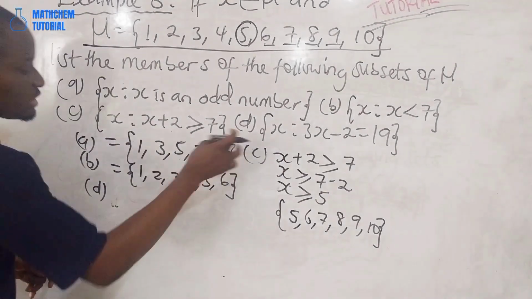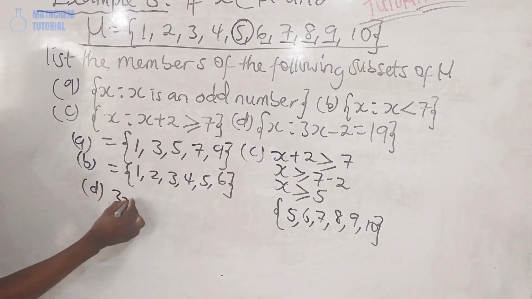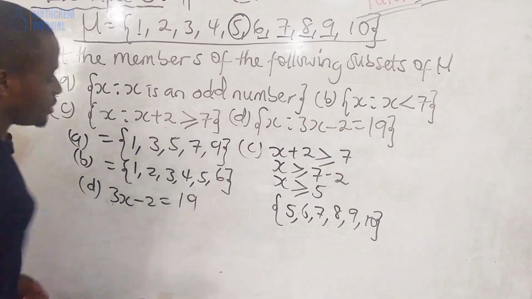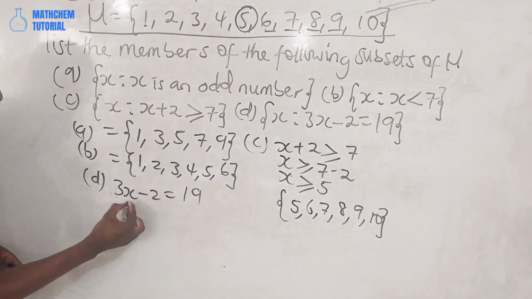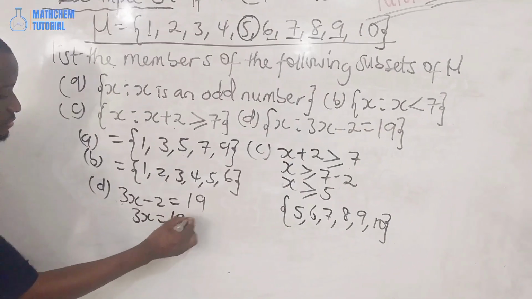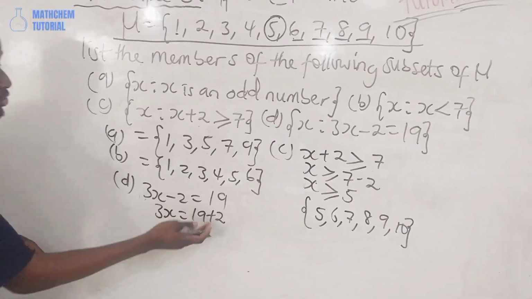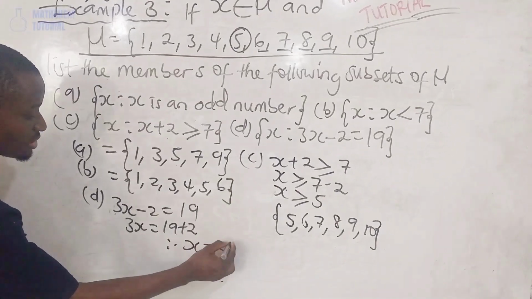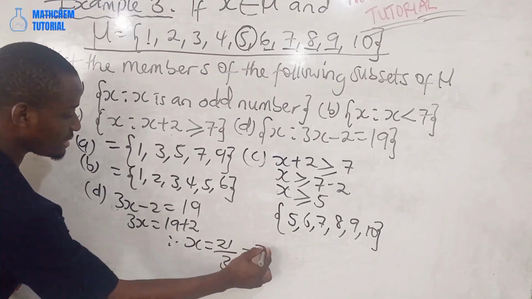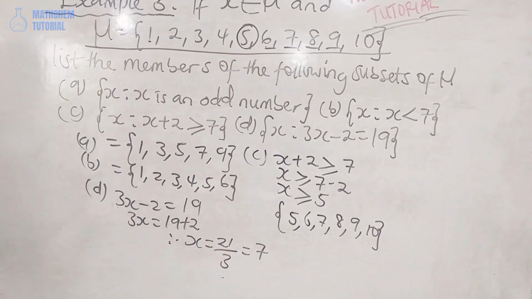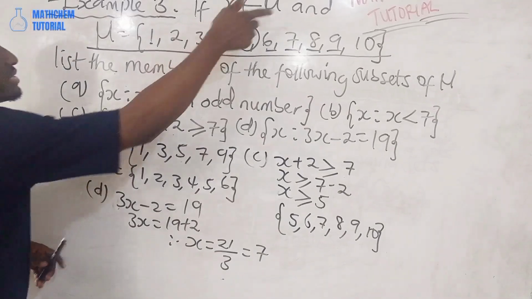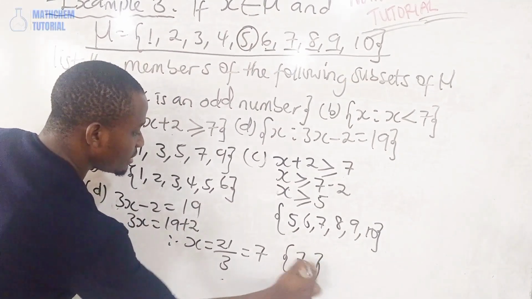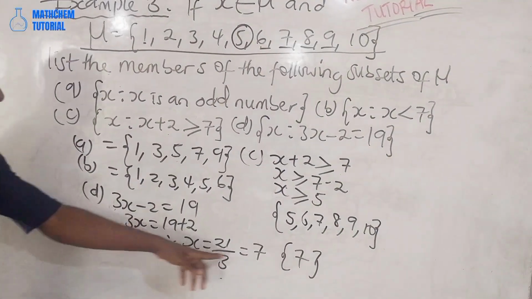I will firstly solve it by saying 3x minus 2 is equal to 19, rather, not 9. This is 19. So I'll now collect my like terms by saying 3x equals 19 plus 2. So 19 plus 2, that is 21. So I'll have X equals 21 over 3, and that is 7. Remember that I said X is equal to 7, and 7 is among this universal set. So the answer to this will just be ordinary 7. X is equal to 7.